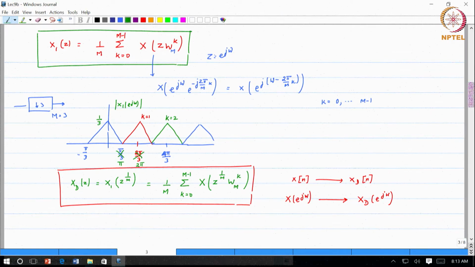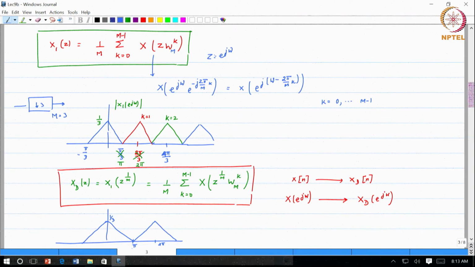So, therefore, as far as xd of z is concerned, for this particular example, it is as follows: height of 1 over 3, height of 1 over 3, this is pi, and I have this as my copy, this is at 2 pi. Okay. So, that is it, that is the downsampled signal, the spectrum, absolutely no confusion.